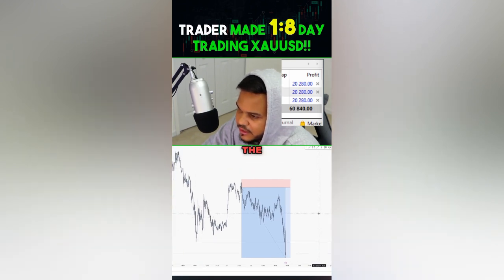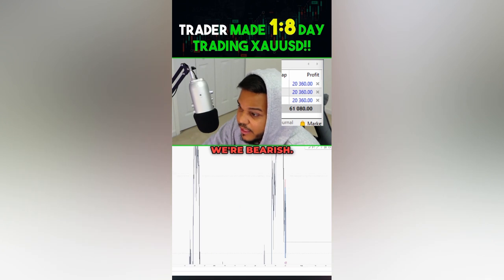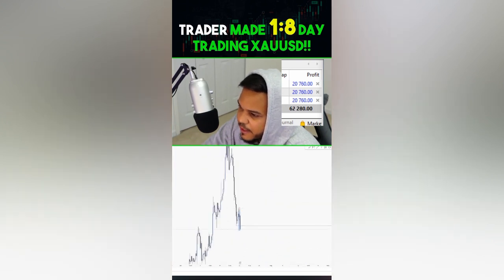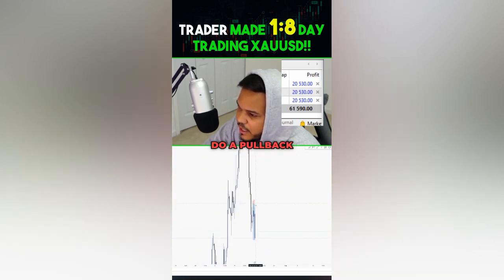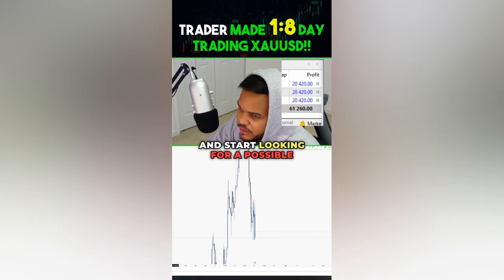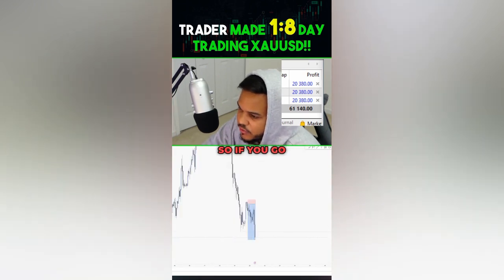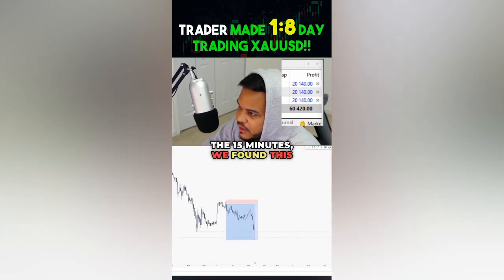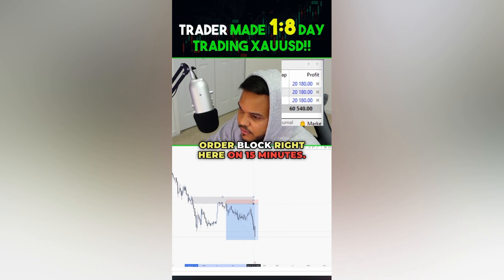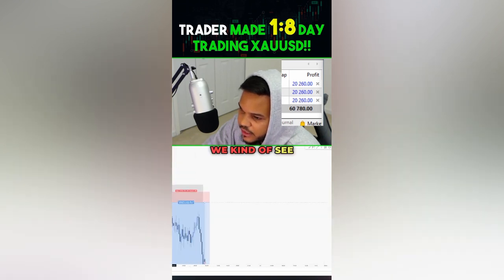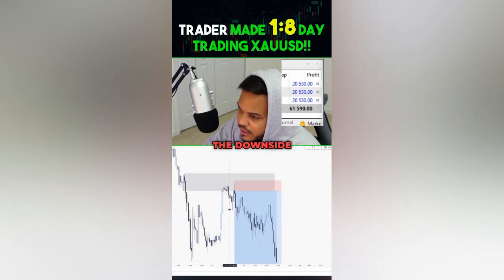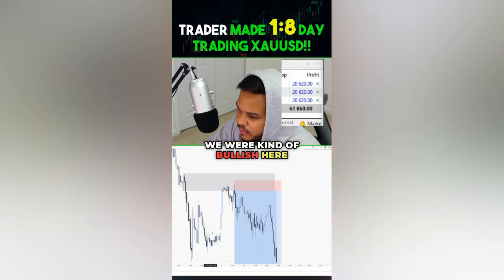The reasons behind the sell is pretty simple. If you go to the 4 hour, we're clearly bearish here. And what I did was just wait for the market to do a pullback of the 4 hour and start looking for a possible sell continuation. So if you go to the 15 minutes, we found this order block right here on 15 minutes. On Asia, we see market breaking through to the downside here because we were a little bit bullish here.